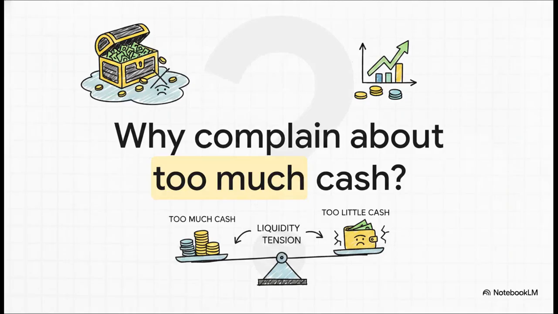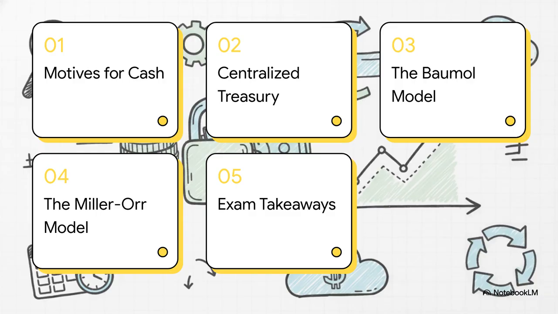Let's get into it. But before we start looking at the mathematical models, I want you to consider a seemingly ridiculous question. Why would a company ever complain about having too much cash? Isn't having piles of cash the ultimate dream? Well, not in corporate finance. In the real world, cash that's just sitting idly in a bank account is actually a huge missed opportunity. It earns very little, if any, return. But on the flip side, if a company has too little cash, they're risking insolvency. So the absolute core problem we're tackling today is this eternal tension between holding idle cash versus maintaining just enough liquidity to survive.